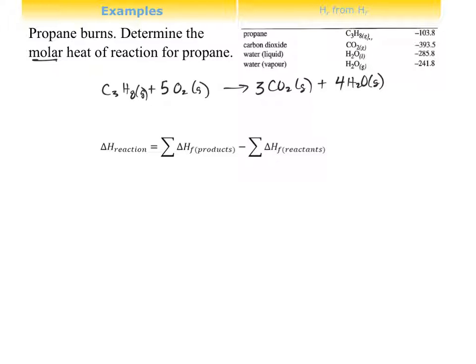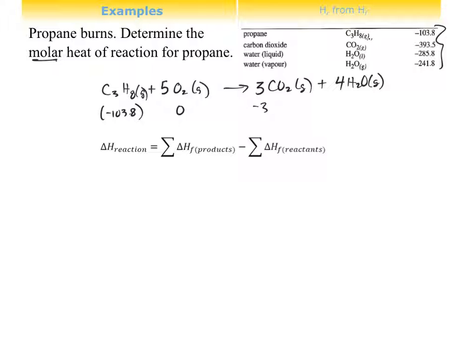Okay, now let's write the molar heats of formation down for each one of those. I've just grabbed them from the chart. That's where I got these from. So for propane, it's negative 103.8 kilojoules. Oxygen is an element, so it's 0.